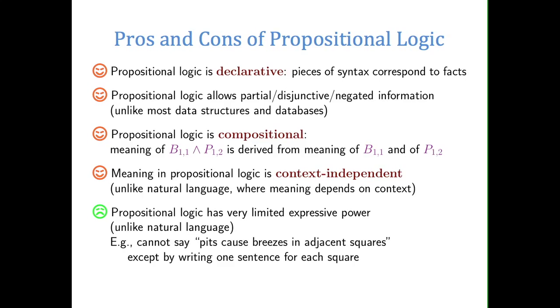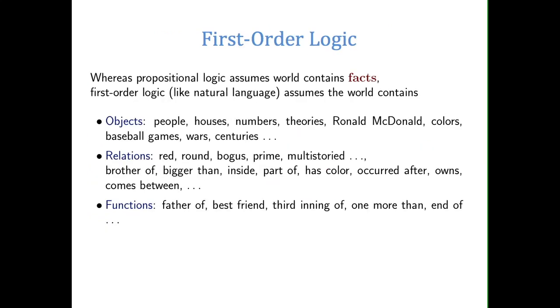On the other hand, the problem with propositional logic is that it has very limited expressive power. On the one hand, you've got natural language, which has immense expressive power, and in propositional logic, a simple sentence in English, something like pits cause breezes in adjacent squares, has to be represented by writing one sentence for each square, and that's obviously way too cumbersome. So we're going to use first-order logic.